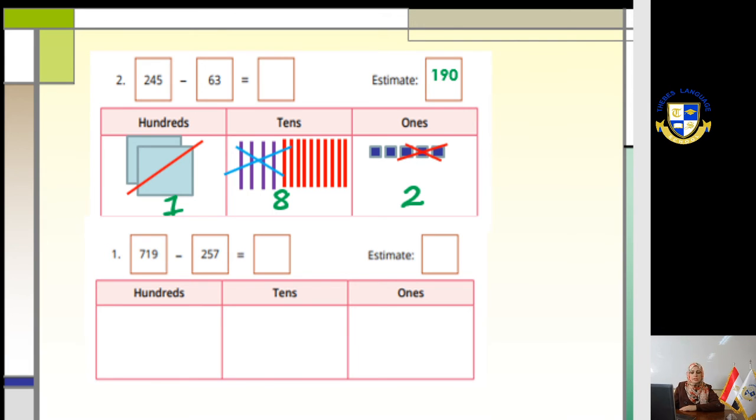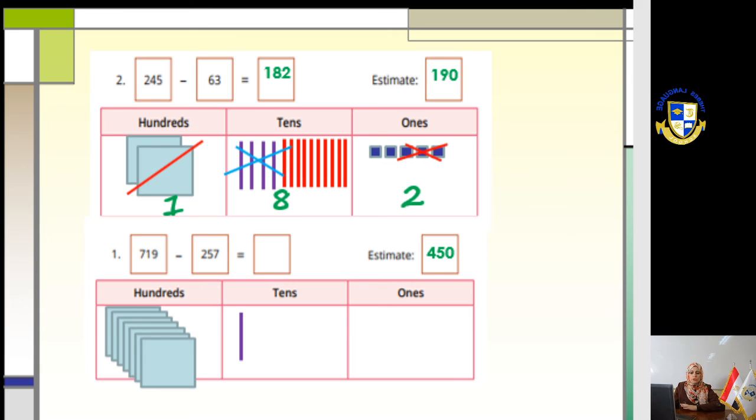Another example, 719 minus 257. Let's draw 7 blocks of hundreds, 1 ten, and 9 little ones, minus 257. Look for the ones. 9 minus 7. 9 is greater than 7, so it can be done without regrouping. 9 minus 7 equals 2. This is for the ones.